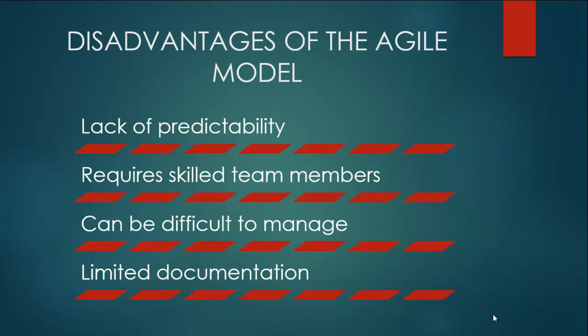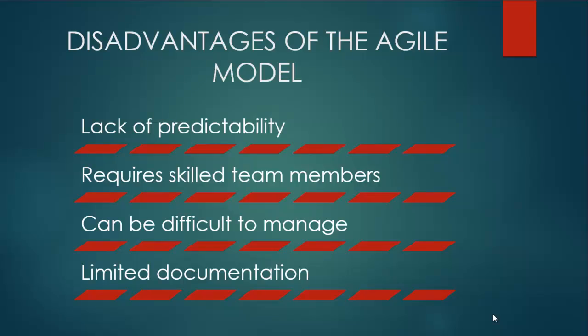Then it requires skilled team members. Don't forget that one of the advantages we told you about is that it leads to improved quality of software. And for you to get that, you will require skilled team members, which happens to be a disadvantage. Disadvantage in the sense that getting these skilled members sometimes to work collaboratively and adapt quickly to changes may be difficult, especially if the team members are not familiar with this methodology. So they may end up struggling to adapt. So this becomes a disadvantage of the Agile model.